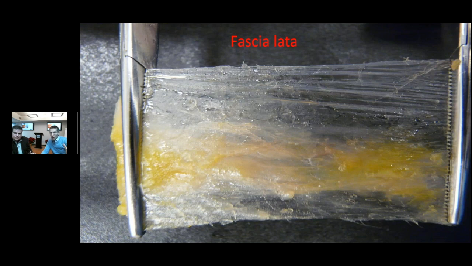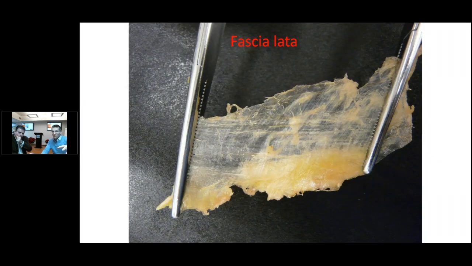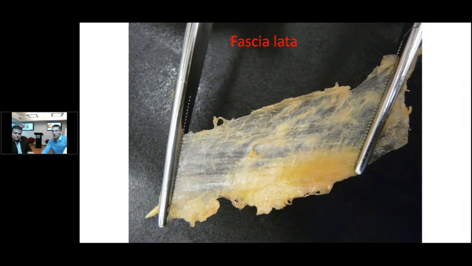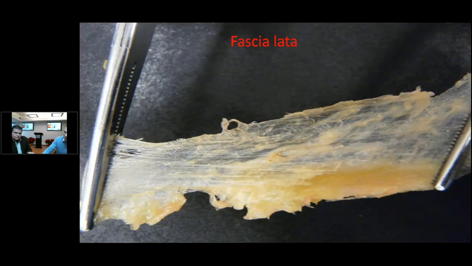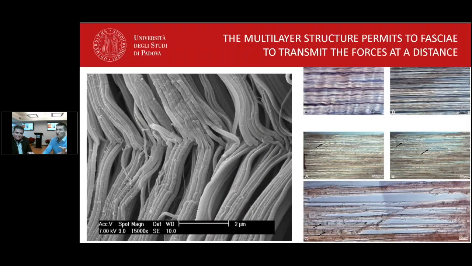If we try to stress a piece of fascia, you see that time after time you are able to see the collagen fibers. It takes a while to break it. The fascia lata, nobody is able to break longitudinally, for example, because it's very strong. But you can see the collagen fibers with your eyes when you do a dissection. So these collagen fibers are for sure the key element to transmit the load.